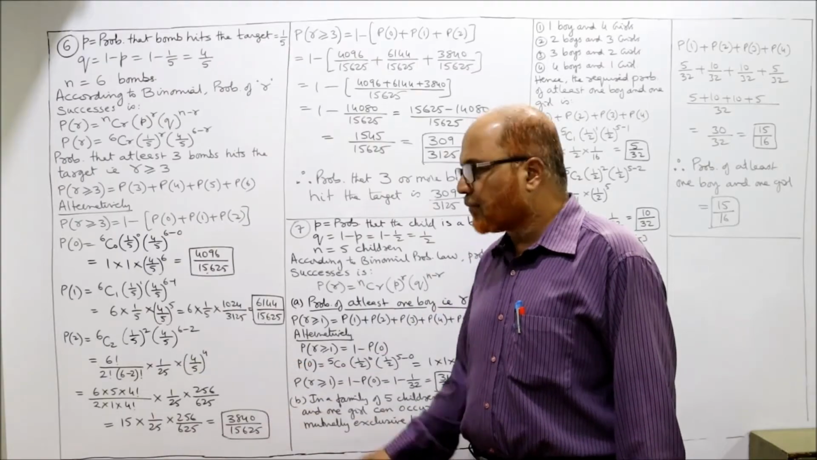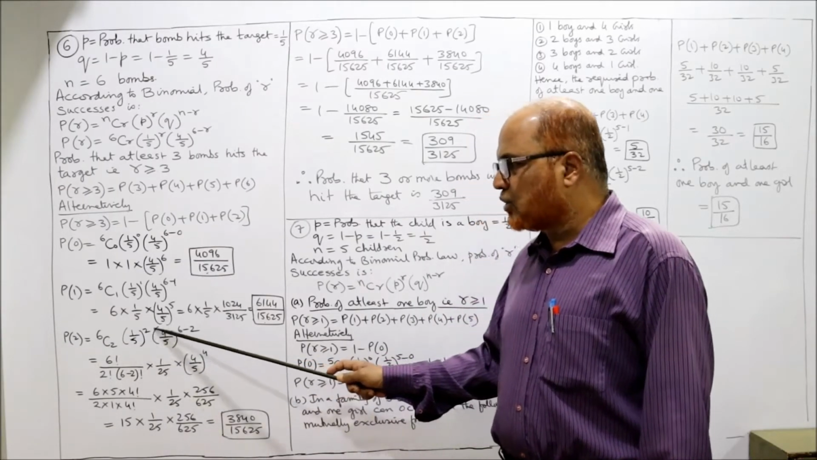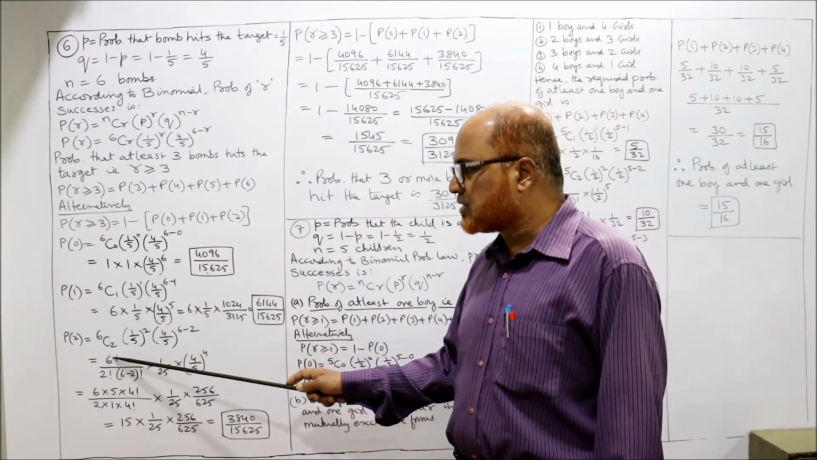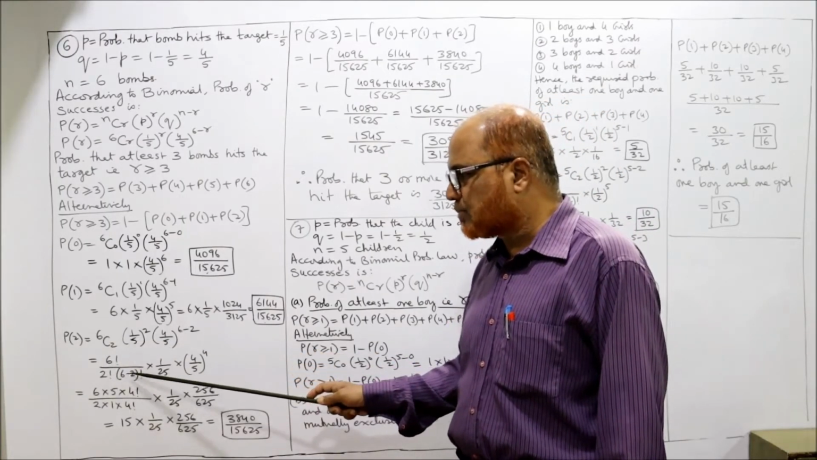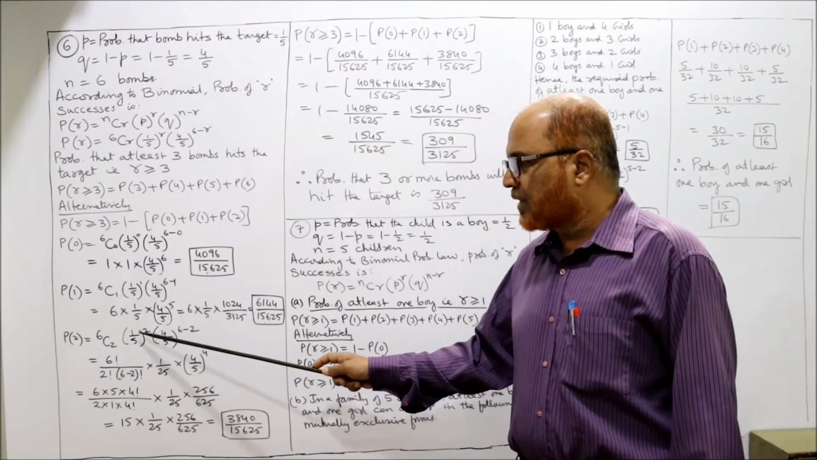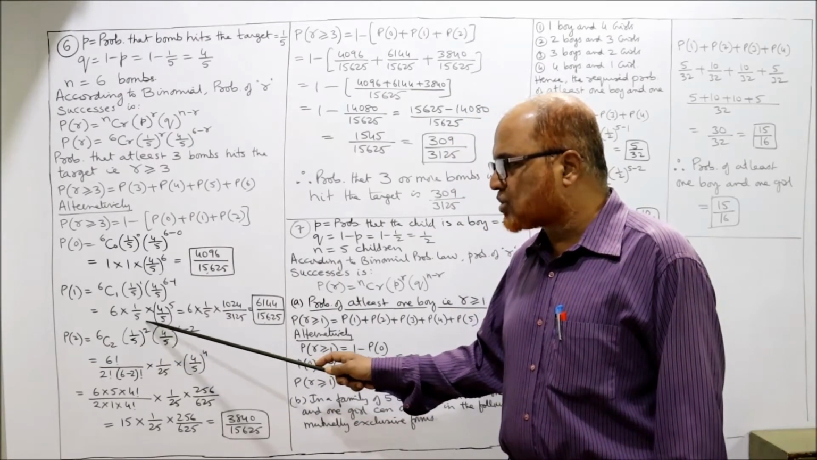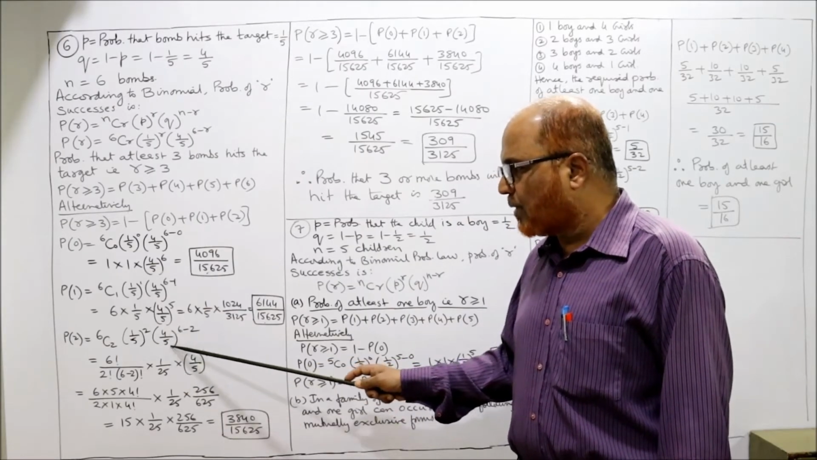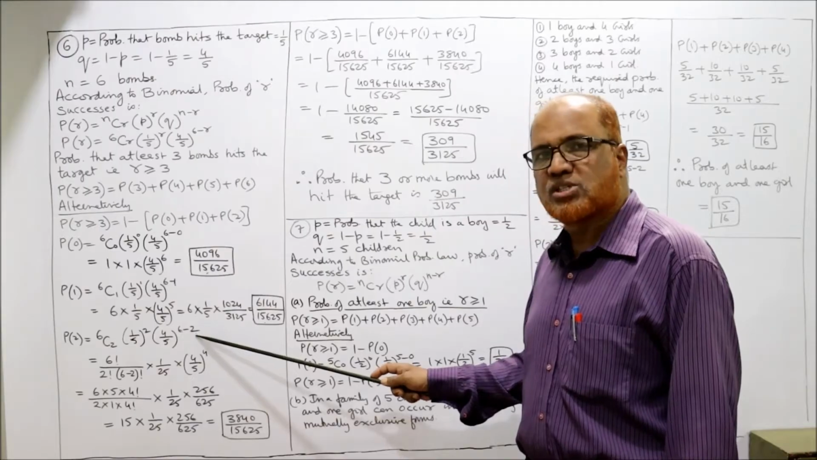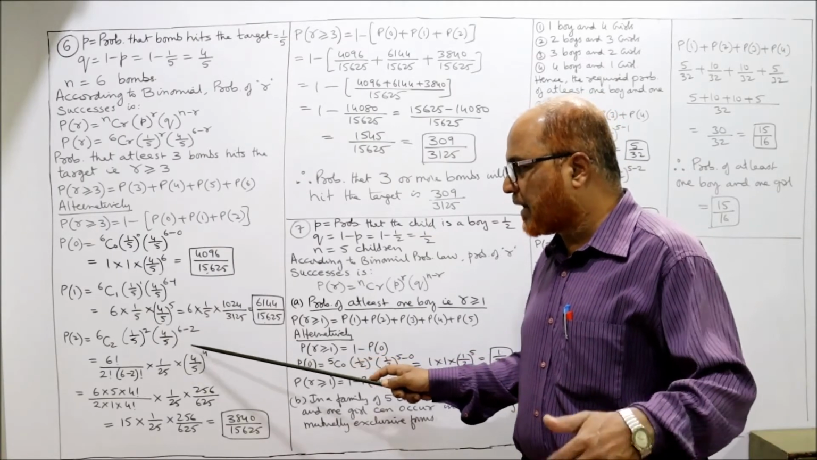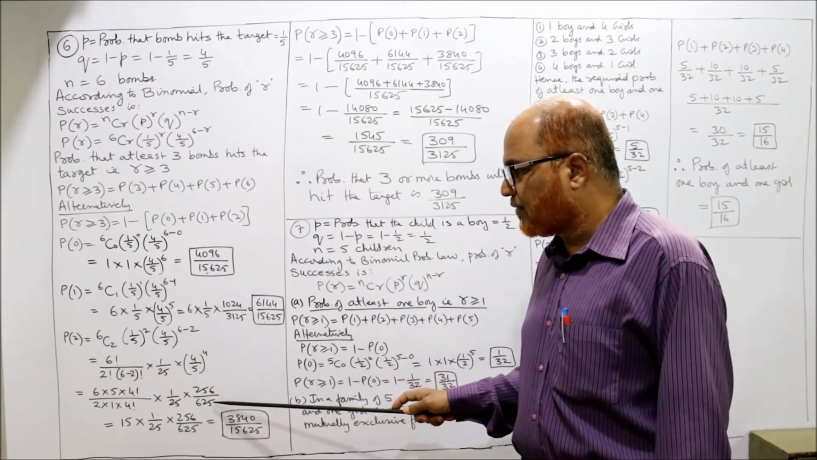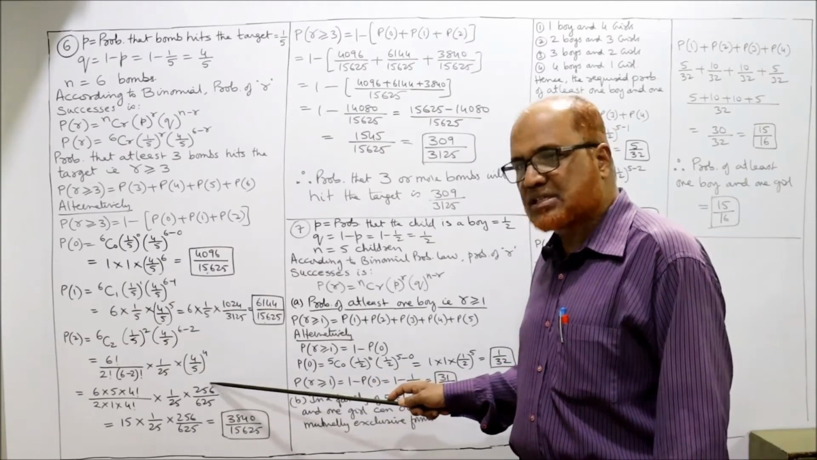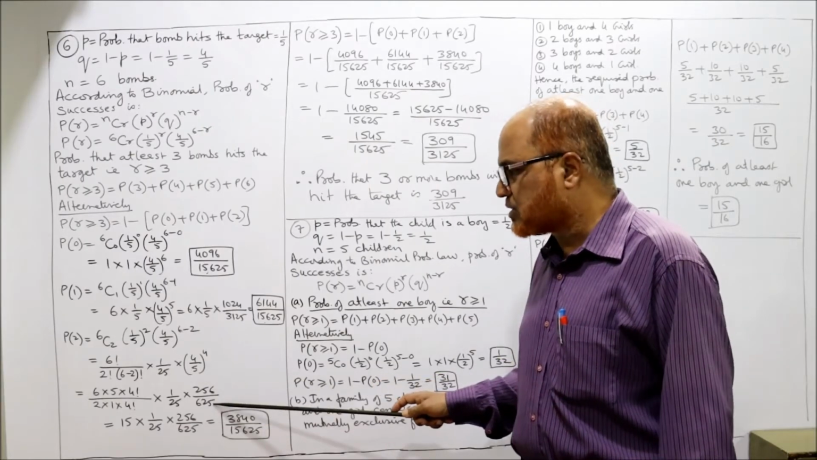Now P of 2: 6C2, 1 by 5 to the power of 2, 4 by 5 to the power of 6 minus 2. So 6C2 means 6 factorial divided by 2 factorial into 6 minus 2 factorial, into 1 by 5 square. 1 square is 1 only, 5 square is 25, so 1 by 25. Then 4 by 5 to the power of 6 minus 2, which is 4. 4 is multiplied 4 times, 5 is multiplied 4 times. We'll get 256 and 625.